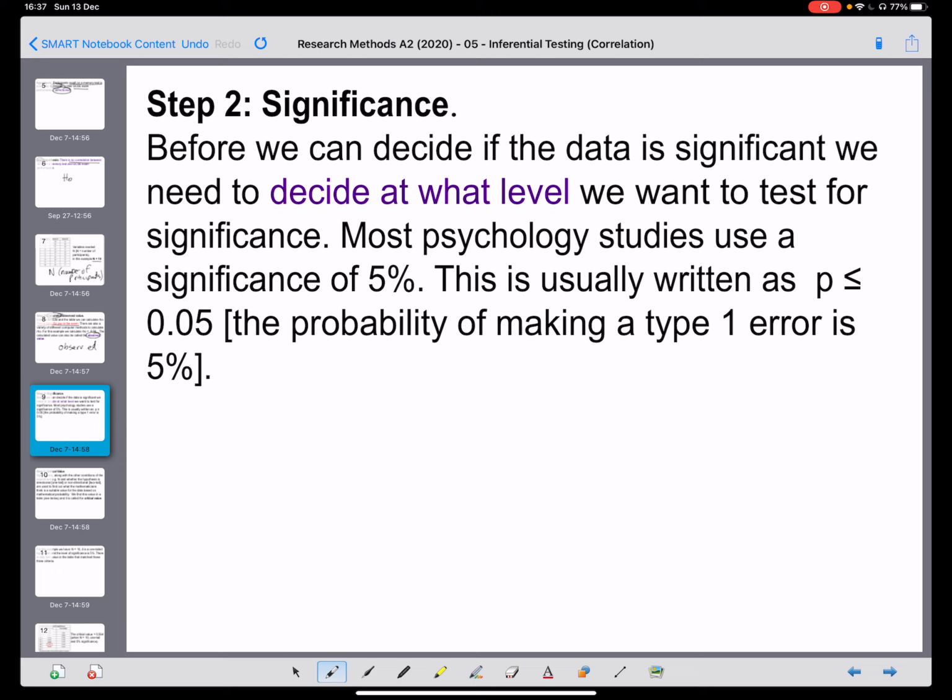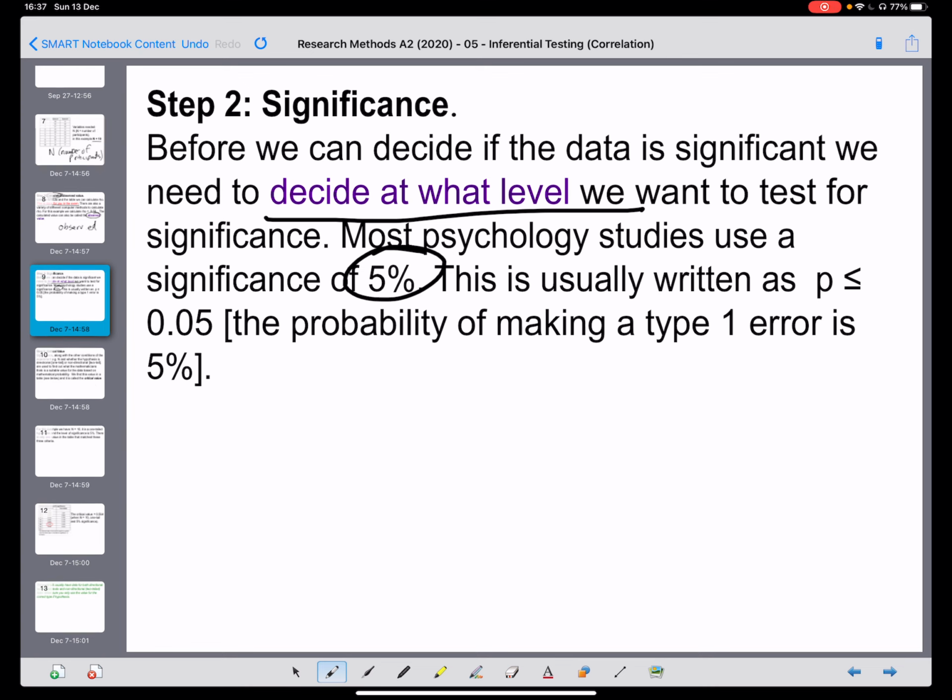Then it says we need to choose our significance. So we need to decide what level I'm going to choose. And I've already repeatedly said to you, we choose 5%. This means the probability of making a type 1 error is 5%.